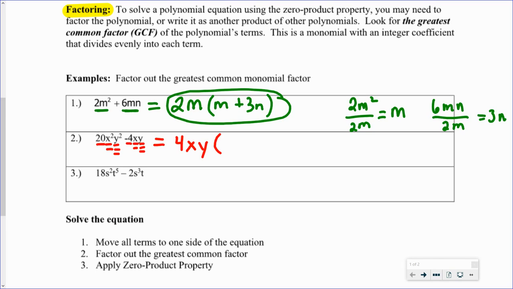So now what we're going to do is divide each term in the expression by the common factor. So 20x squared y squared is equal to 20 divided by 4 is 5. x squared divided by x is x. y squared divided by y is y. So 5xy. And then negative 4xy divided by the greatest common factor, 4xy, is just negative 1. So this is going to be minus 1.